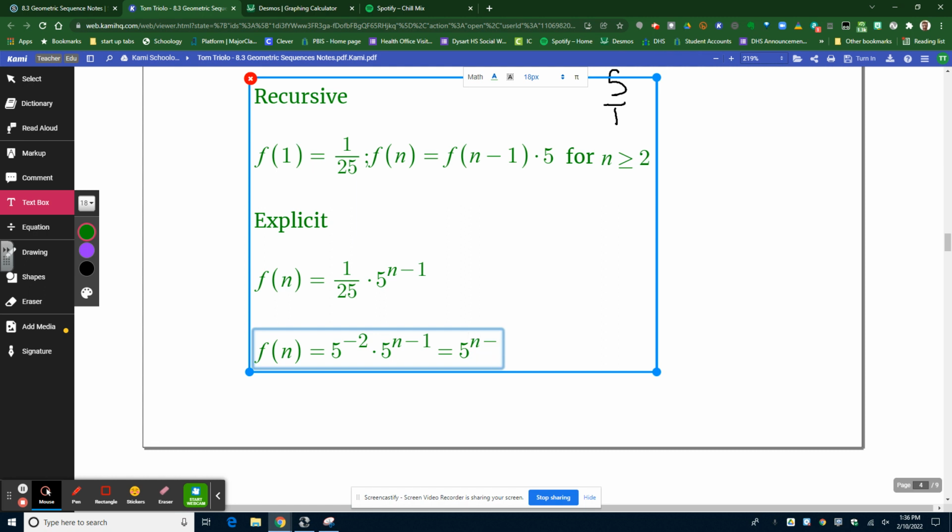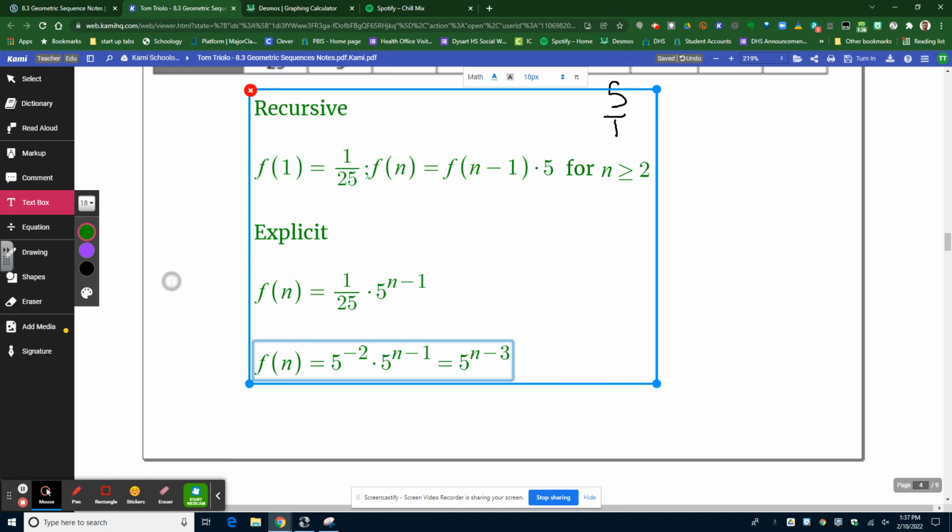Is it 2? Is it 3? Is it positive 1? Negative 2 minus 1 is negative 3. Okay, questions? Plus 3. Nope, minus. I just hit negative 1 too many times. Must have got excited.